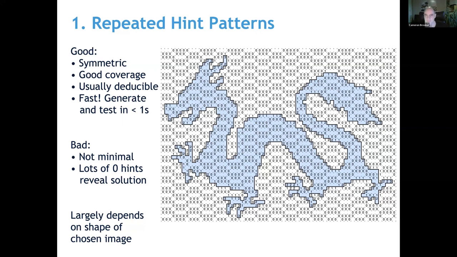However, there are some problems. You can see that there's a lot of superfluous hints that are not necessary to the puzzle solution, and a lot of them are zeros, which tend to give away the puzzle shape, the solution shape, a bit too easily. But these problems can be remedied a bit depending on the image that you choose to load.